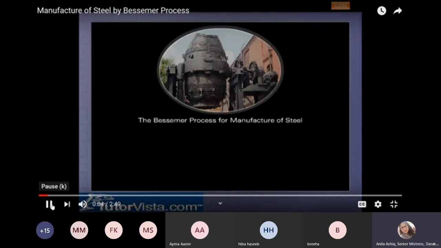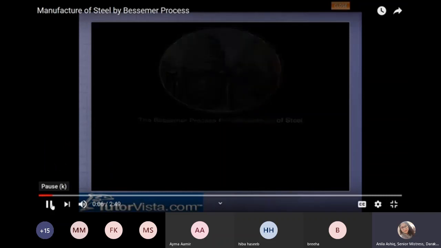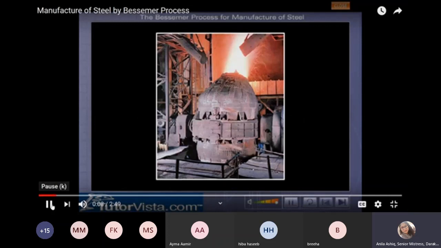Manufacture of steel. A Bessemer converter is used for the manufacture of steel. The first one which we used in the extraction of iron was a blast furnace, and this one is a Bessemer process, from pig iron.